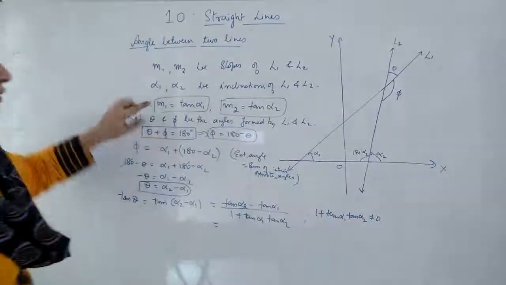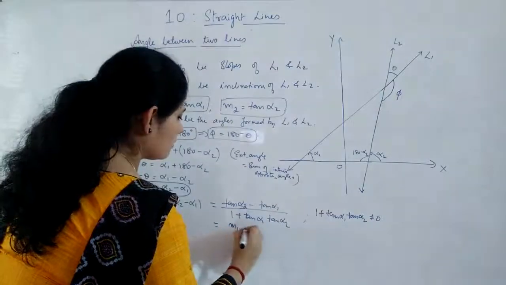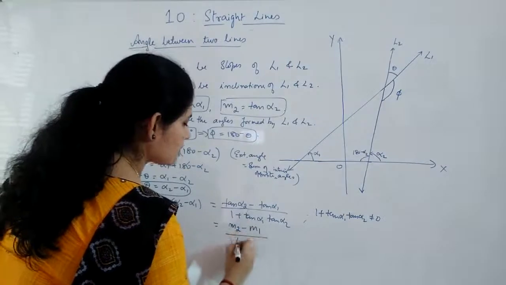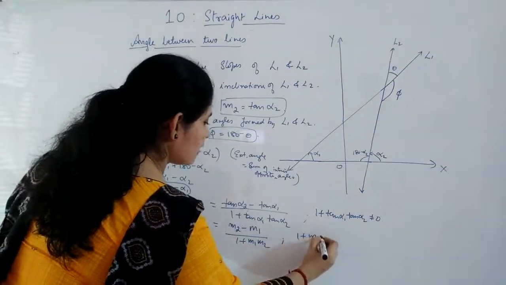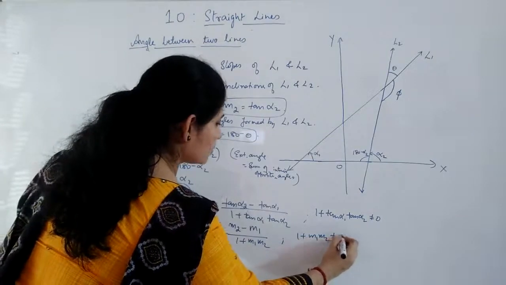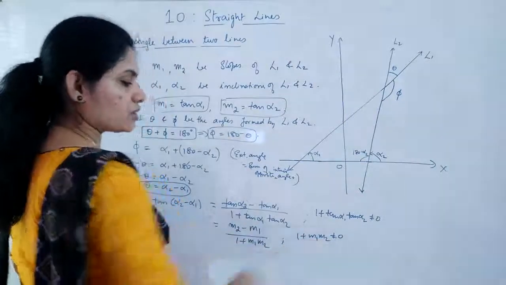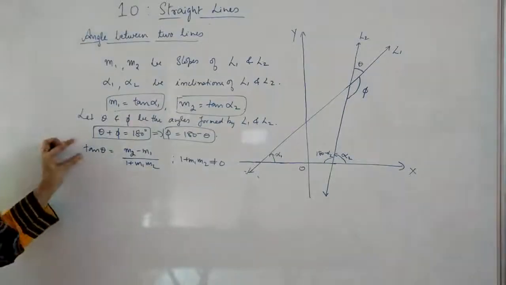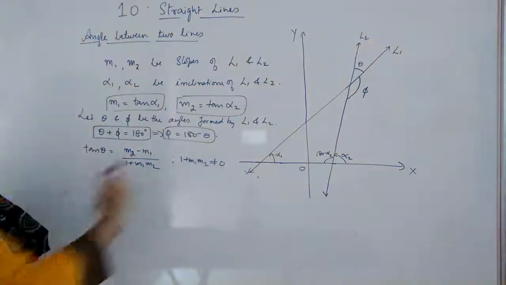Now just go for what tan alpha 1 is. It is m1. So you are getting m2 minus m1 divided by 1 plus m1 m2, tan alpha 2 being m2. So you are getting the condition as 1 plus m1 m2 should not be equal to 0. And it will show that they are not perpendicular to each other, because m1 m2 is not equal to minus 1. So we got tan theta is equal to m2 minus m1 by 1 plus m1 m2, provided 1 plus m1 m2 is not equal to 0.